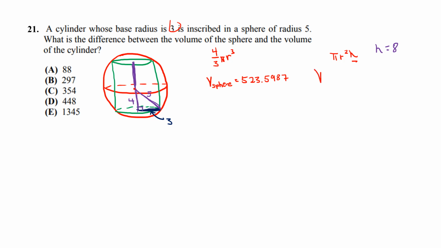So V cylinder equals 226.1946. And we can subtract V sphere minus V cylinder to get a value of 297.404. And it looks like our answer choice is going to be B.